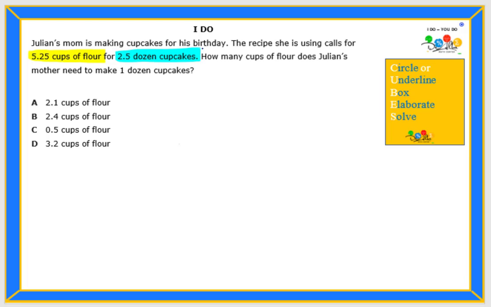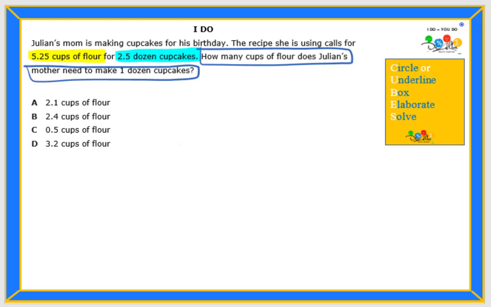So the question that we are focusing on is how many cups of flour does Julian's mother need to make 1 dozen cupcakes? Again, we are asked how many cups of flour. So we have cups, and to make 1 dozen cupcakes, so we have dozens of cupcakes. So when they're asking us for 1 dozen, they're asking us for the unit rate. So they gave us a rate and we need the unit rate.